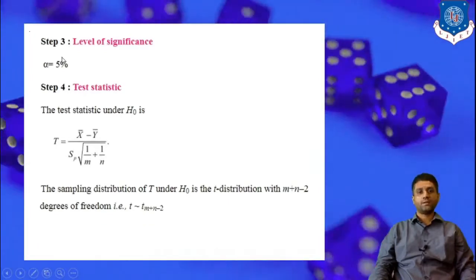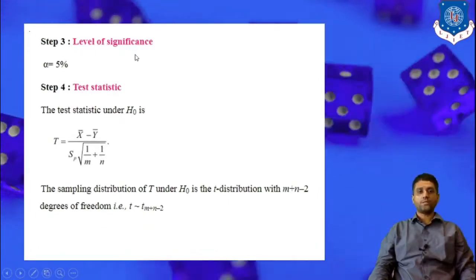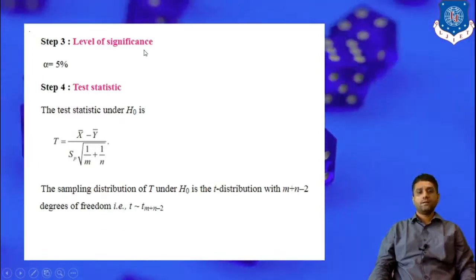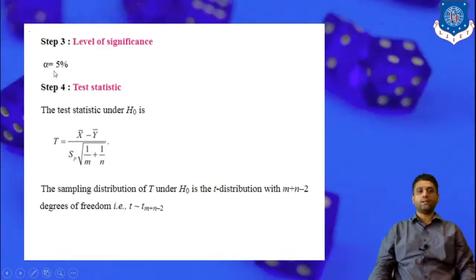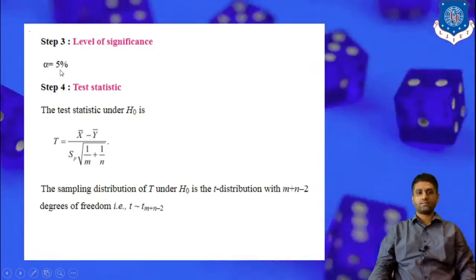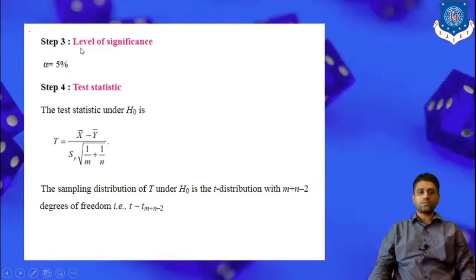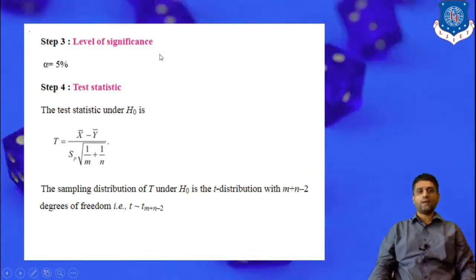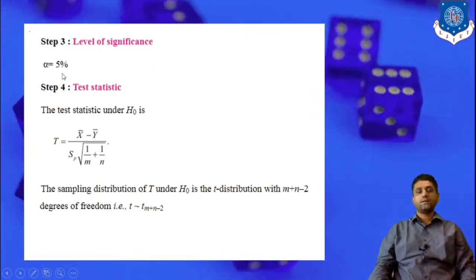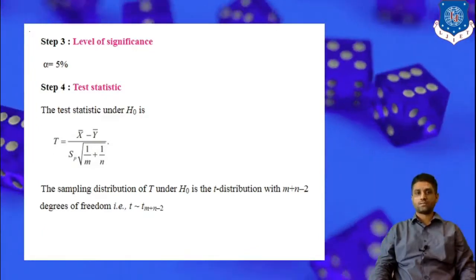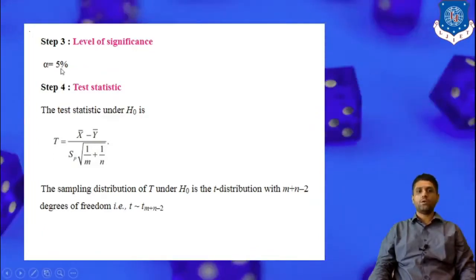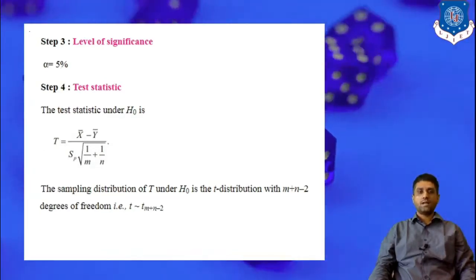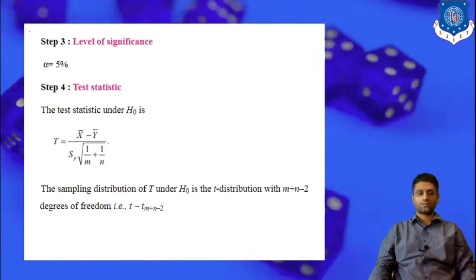Now step number 3. Before testing the hypothesis, we have to identify the level of significance. In this question, it is given that the level of significance is 5%. Sometimes the level of significance is not given, so as per your convenience, you can go with either the 5% or 1% level of significance. 5% is also written as 0.05, and 1% level of significance is equivalent to 0.01.